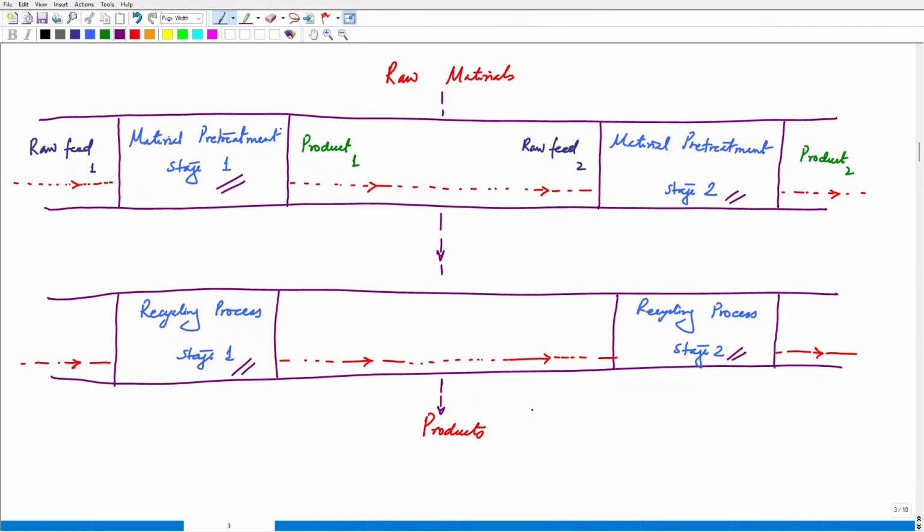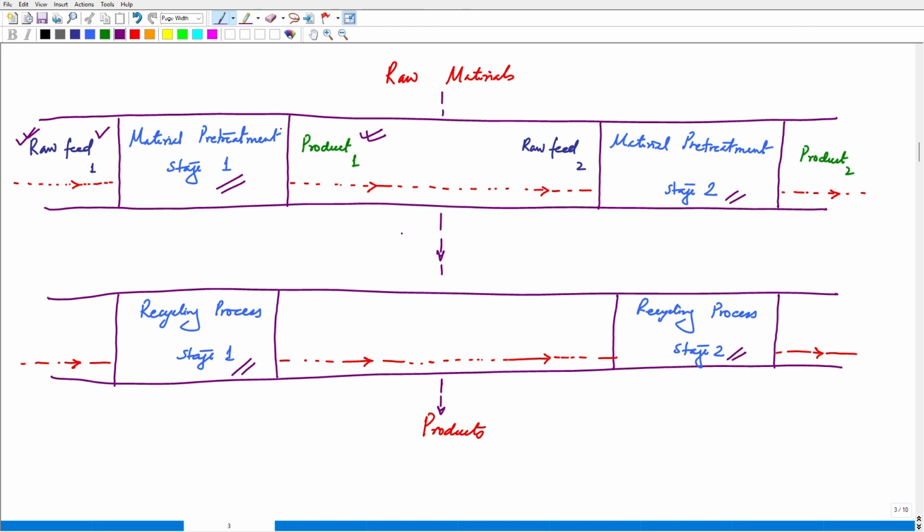Now, let us just begin. Raw feed 1. Raw feed 1 could be the starting waste stream that we are initially having. So, assuming that the waste stream is sorted, classified, categorized, and we get a single stream of waste, we begin with this waste stream raw feed 1, subject it to the first pre-treatment stage 1, and we get a finished product 1.